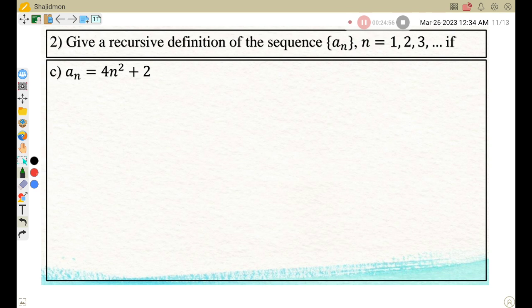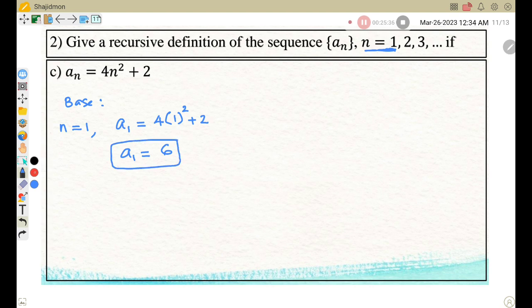Give a recursive definition of the sequence a_n, where a_n equals 4n square plus 2. So first what we need to do? First we need to do a base case. Base number we need to calculate. So what we need to do for that? Put n equal to 1 here, since n is starting from 1. So a_1 equals 4 times 1 square plus 2. What is this number? 4 plus 2, that is 6. So this is the base case, a_1 equals 6.